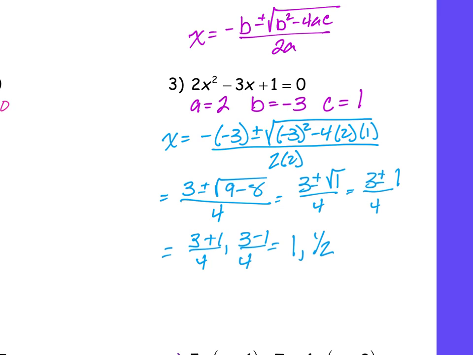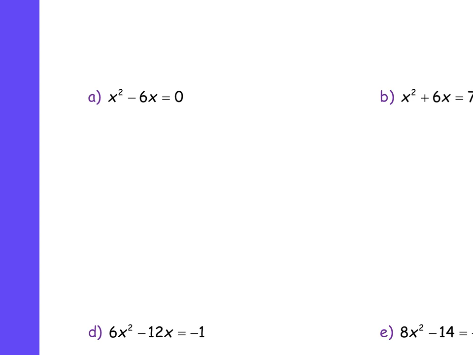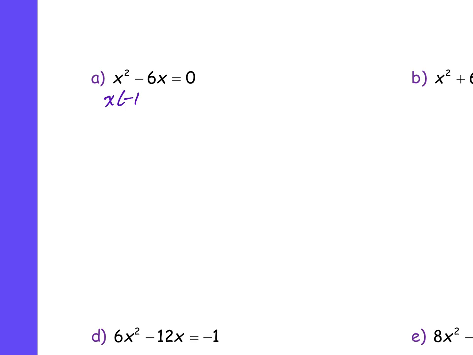Okay, you guys have 9 problems. On the first one, I just factored. I factored an x out, and I got x times x minus 6 equals 0, so x equals 0 or positive 6.